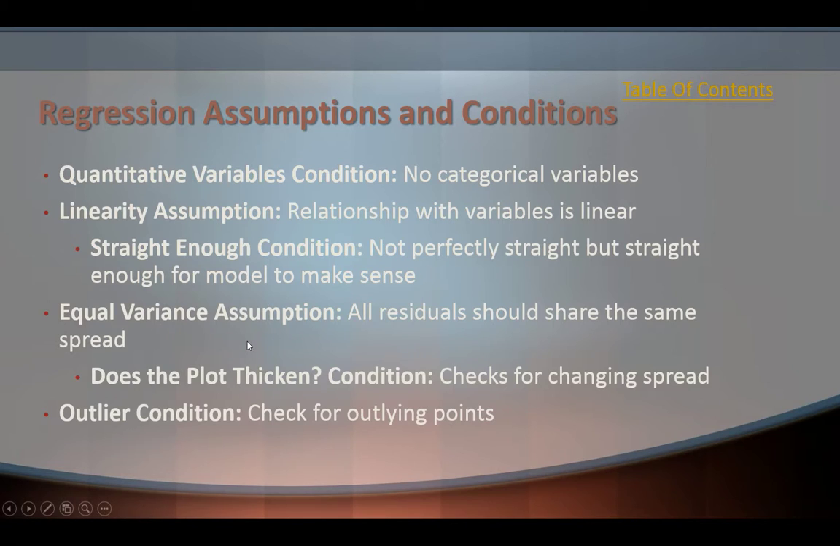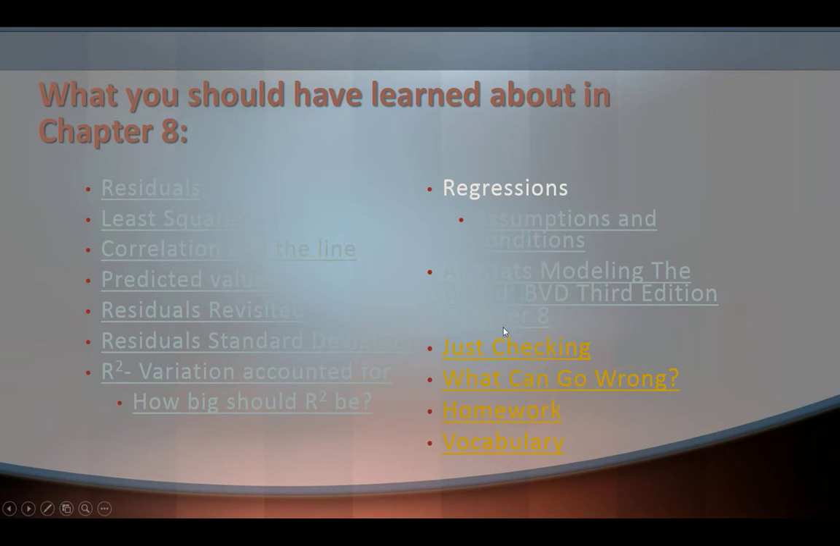Equal variance assumption: all residuals should share the same spread. Does the plot thicken condition? Again, it checks for changing spread. Outlier condition: checking for outlying points. Again, you have to meet these conditions to do the linear regression, or else you won't be able to do it. It won't work.